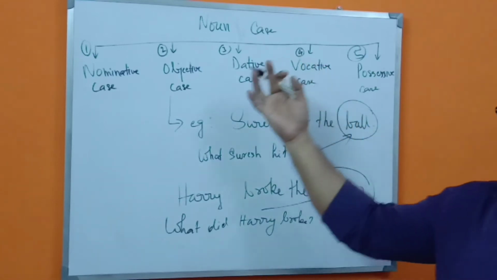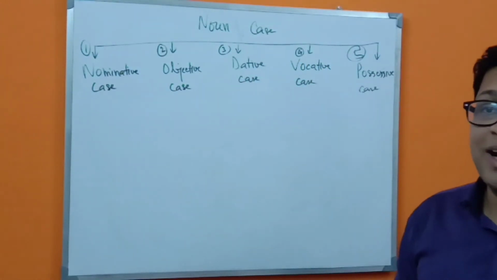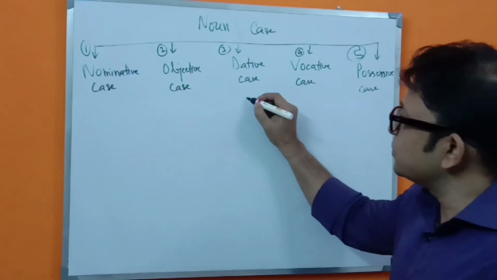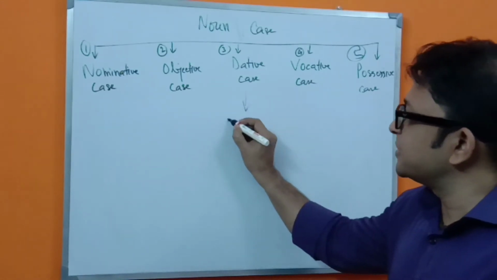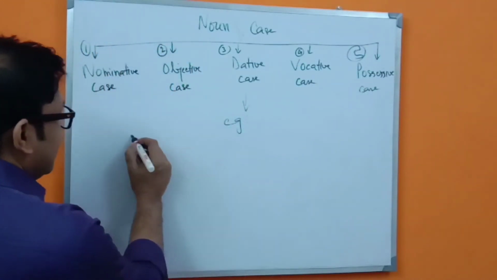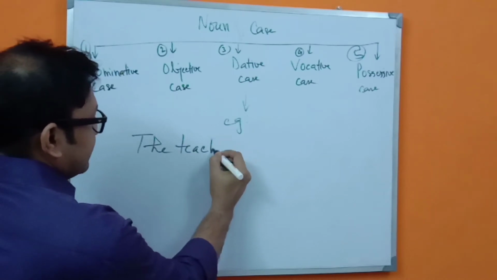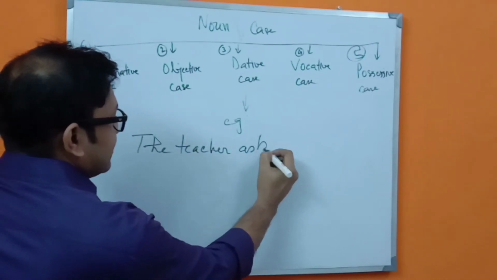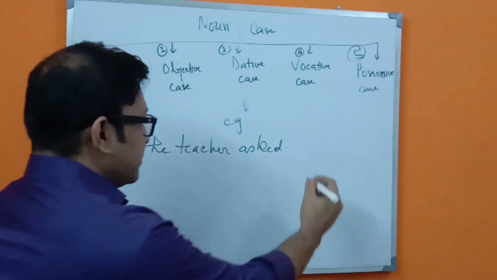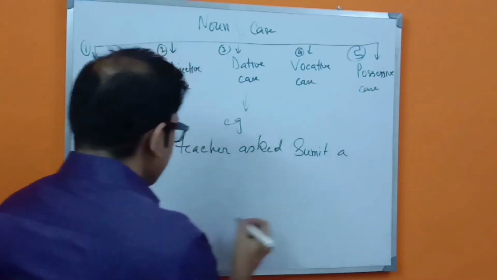Now come to examples for dative case. What I have told you, in dative case, the noun will act as an indirect object. So for example of dative case, the teacher asked Sumit a question.